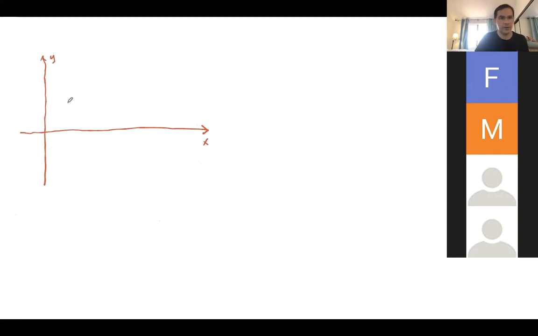Let's say we have two functions. Maybe one is function f. So this is my function f.